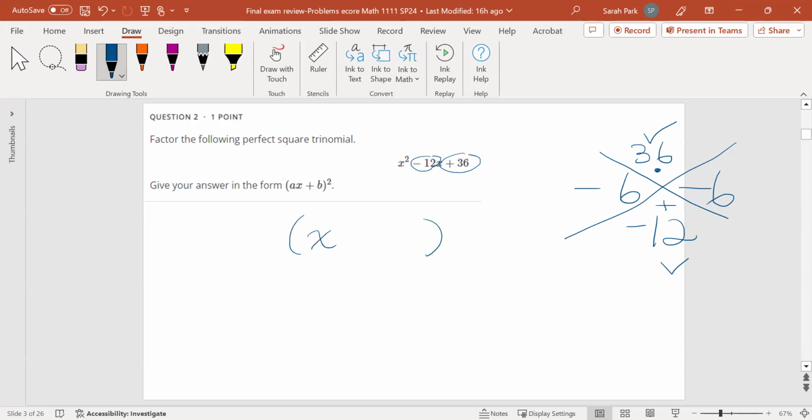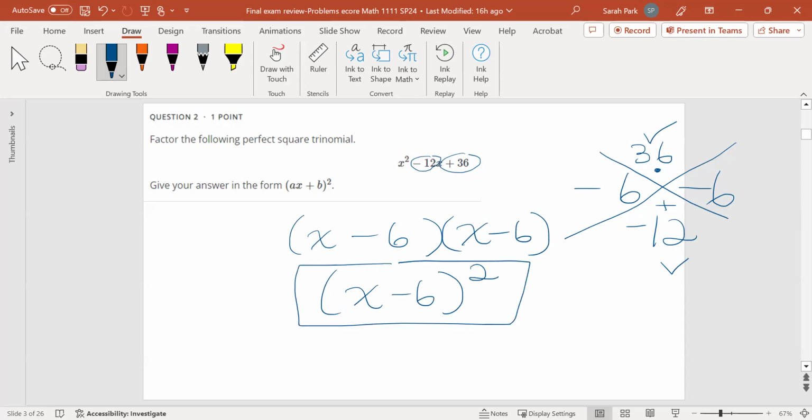So we factor it as x minus 6 and x minus 6. Since the factors are repeated, we can write it as x minus 6 squared. You can again check by doing the FOIL process and multiplying it all out.